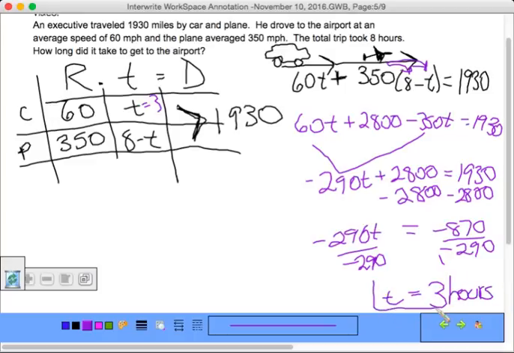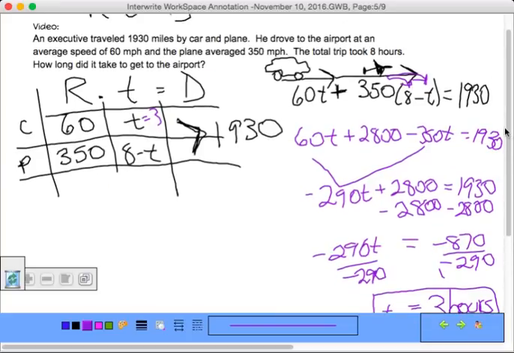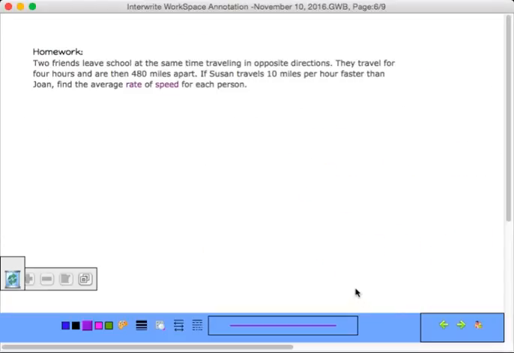If it had asked us how long he was on the plane, we would have had to plug it back in here and subtract it from 8. And that's it. We're done with that one. So make sure you get that copied in your notes, and your job is to try this problem.